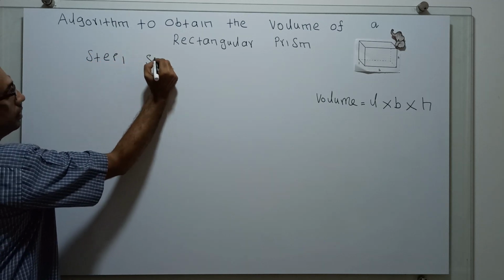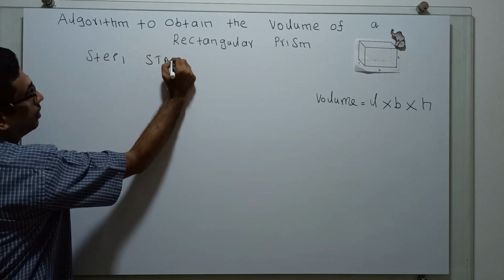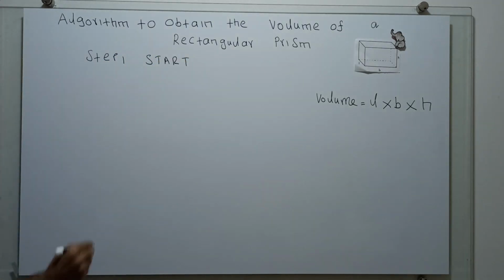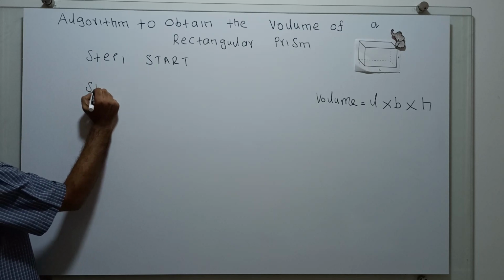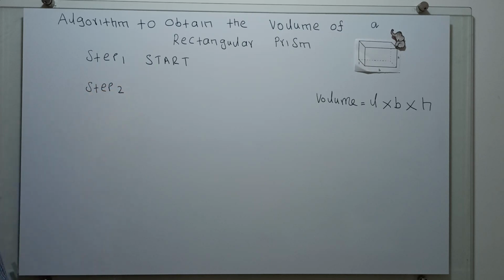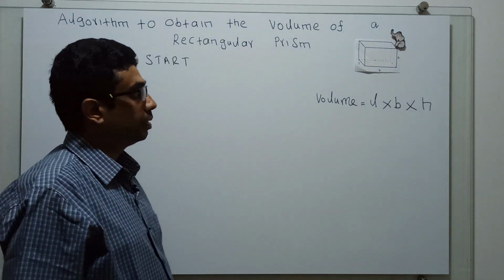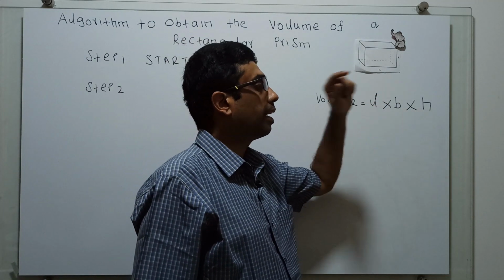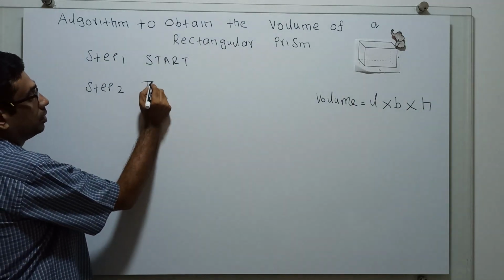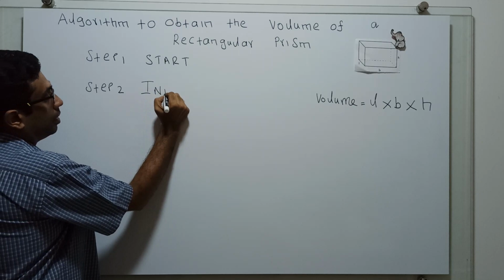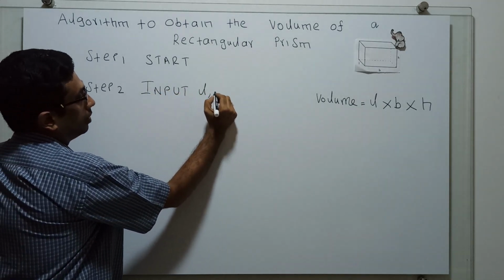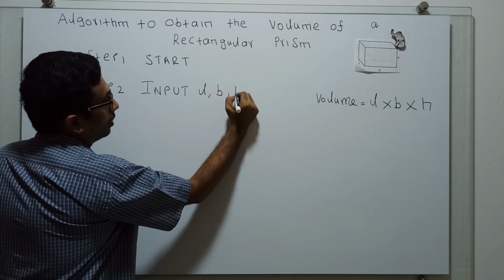Step 1, this is the logical start of the algorithm. Step 2, I am obtaining the input length, breadth and height from the user. Input length, breadth and height.